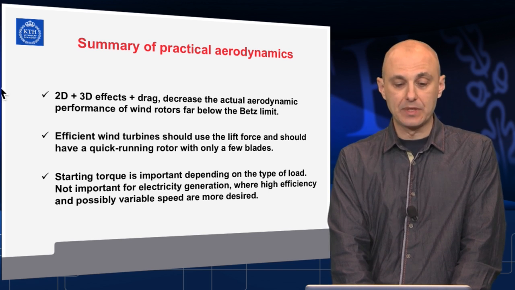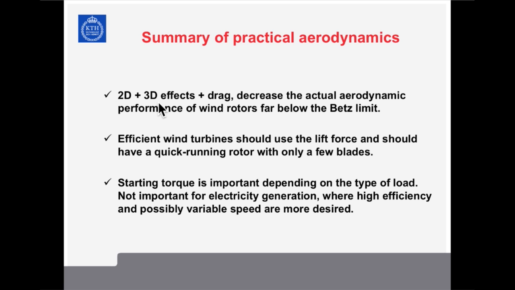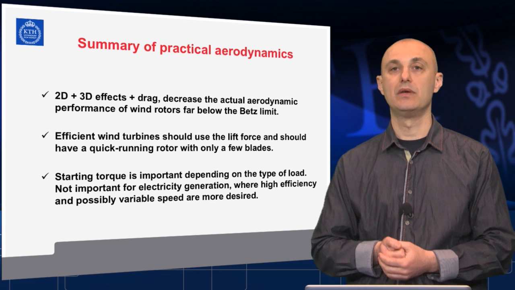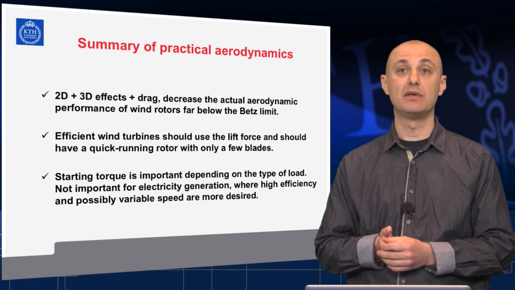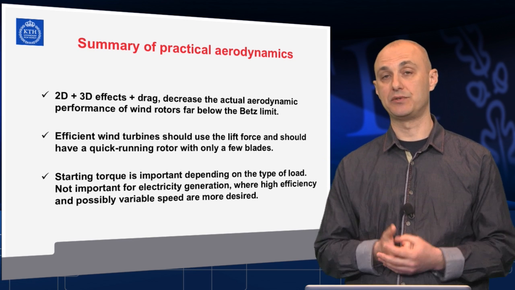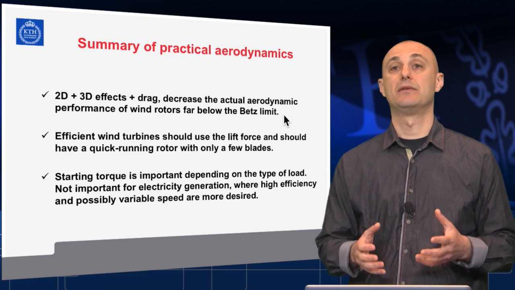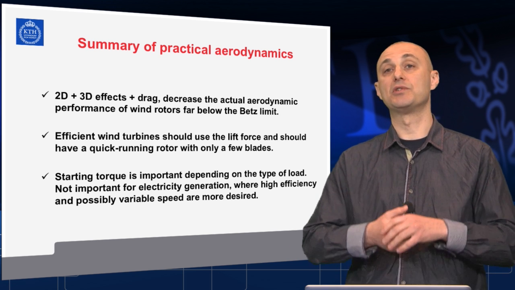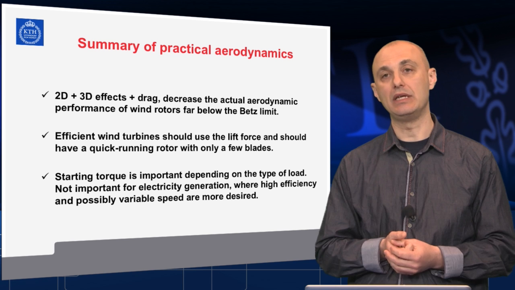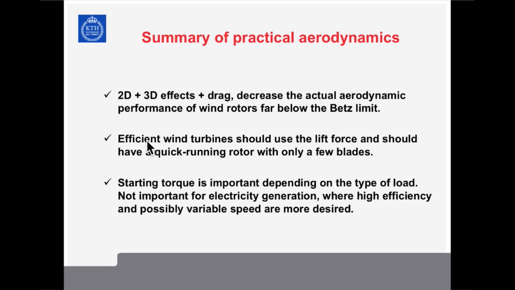Quick summary. The two-dimensional and three-dimensional effects plus the drag force itself actually decrease the aerodynamic performance of real wind turbines in real conditions. Decrease it so much that the Betz limit is an unreachable goal for any actual machine. Plus the fact that the Betz limit itself actually limits or cuts off the possible performance almost to half of the available energy in the undisturbed wind flow. Efficient wind turbines should definitely use the lift force if they need to be efficient, and should use quick running rotors with few blades.